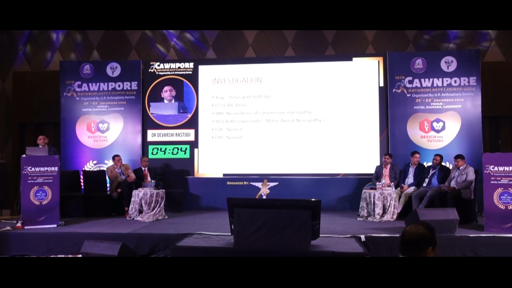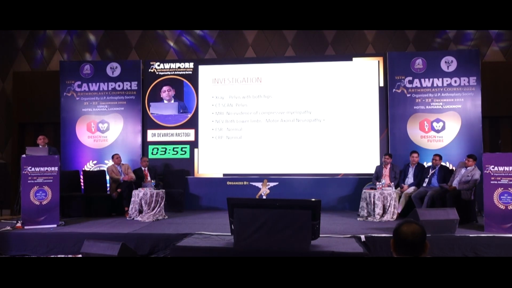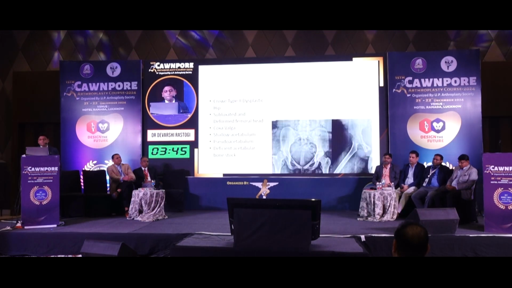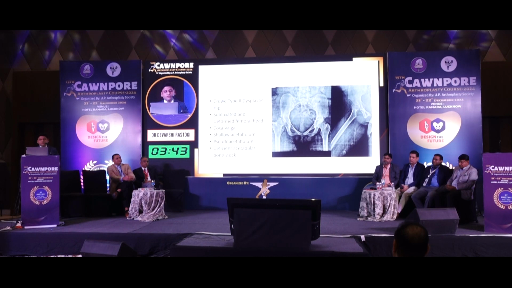So we got the investigations done: pelvis with both hips, CT scan just to get the bone stock available, MRI to suggest any evidence of compressive or tethered cord syndrome, NCV showing motor axonal neuropathy of both lower limbs. ESR and CRP were normal. On X-ray it was a Crowe type 2 dysplastic hip, subluxated with a deformed femoral head, coxa valga, shallow acetabulum, and a pseudoacetabulum was there, with deficient bone stock.